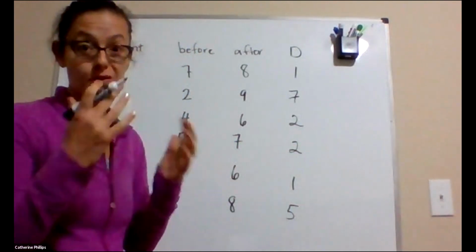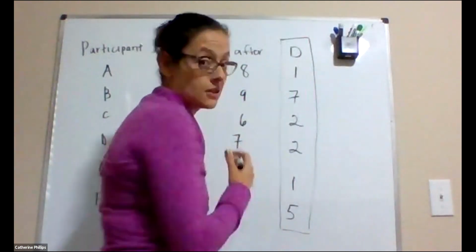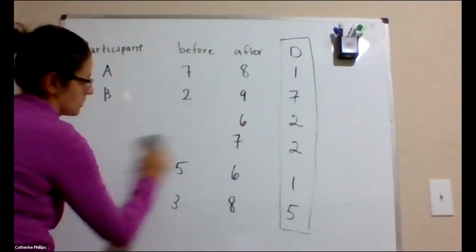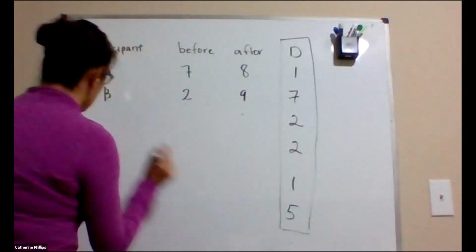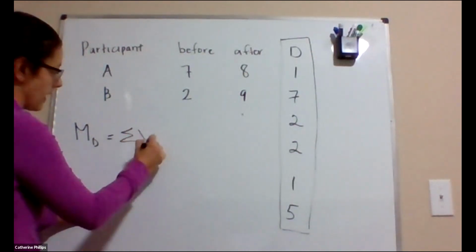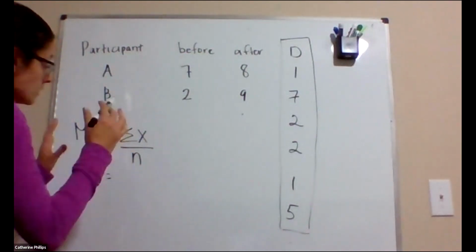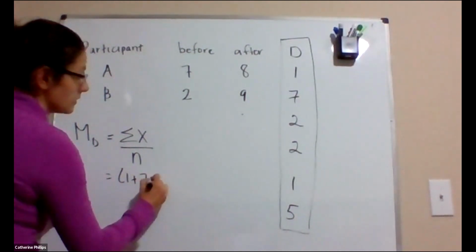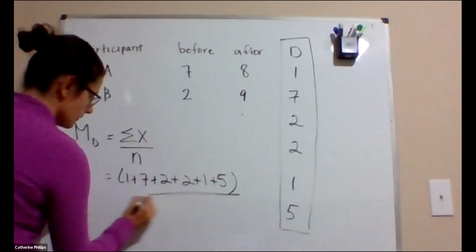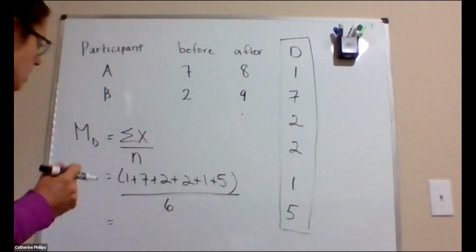Now, when we do this repeated measures t-test, everything is going to be done using these difference scores. So what we're going to do, I'm going to erase some of this stuff just so that I have some space. I need to calculate the mean of the difference scores. So I'm going to take the sum of X, or the sum of the D scores in this case, divide by the number of scores I have. So on the top, I have 1 plus 7 plus 2 plus 2 plus 1 plus 5. And on the bottom, I have 6 scores. That's how many scores I'm adding up, so that's what goes on top.